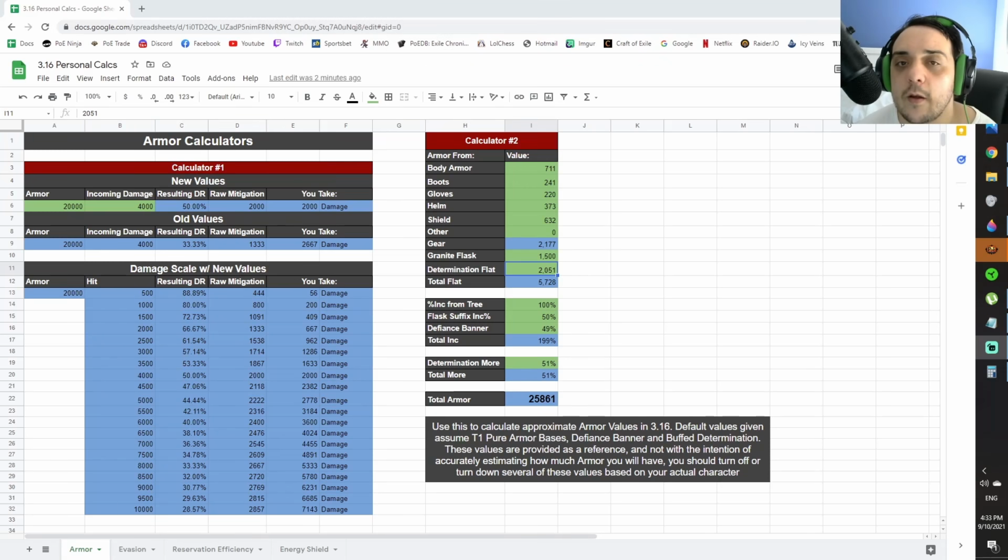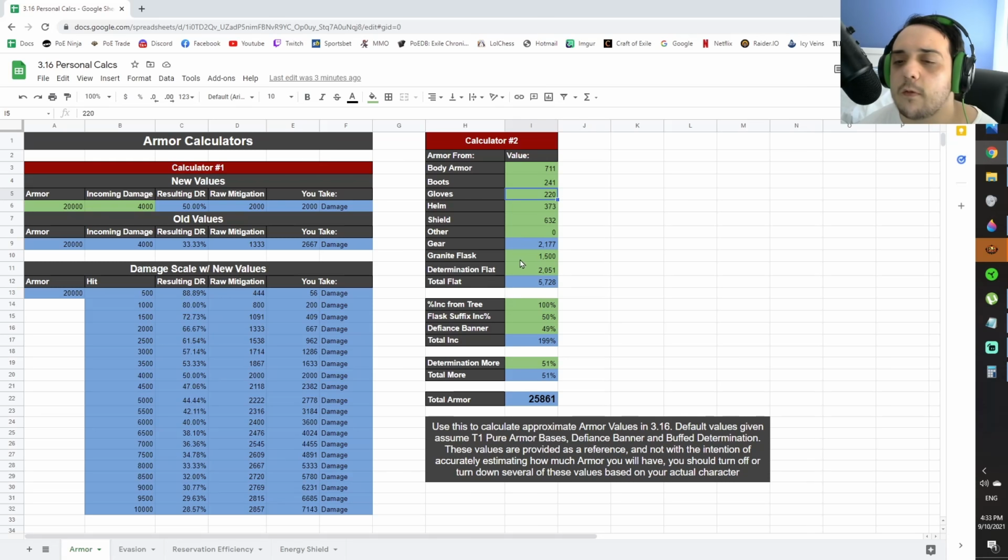So the second armor calculator is just a way for you to figure out how much armor your character is going to have. Now, as I explained down here, there are a lot of assumptions being made, and I'm not suggesting that your average character is going to have 26,000 armor. These are just the values from the tier 1 bases. So an astral plate is going to give you 711 armor, spiked gloves are going to give you 220. Now, these values can go up if you run additional prefixes that buff these amounts. You may also not use the tier 1 bases.